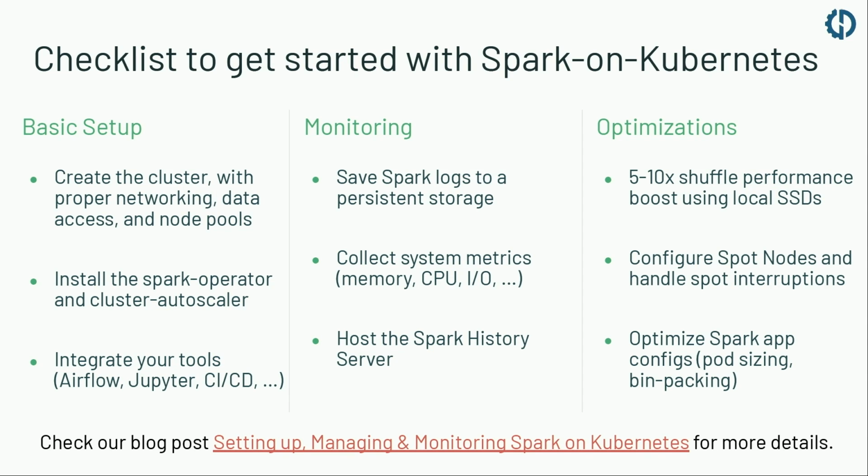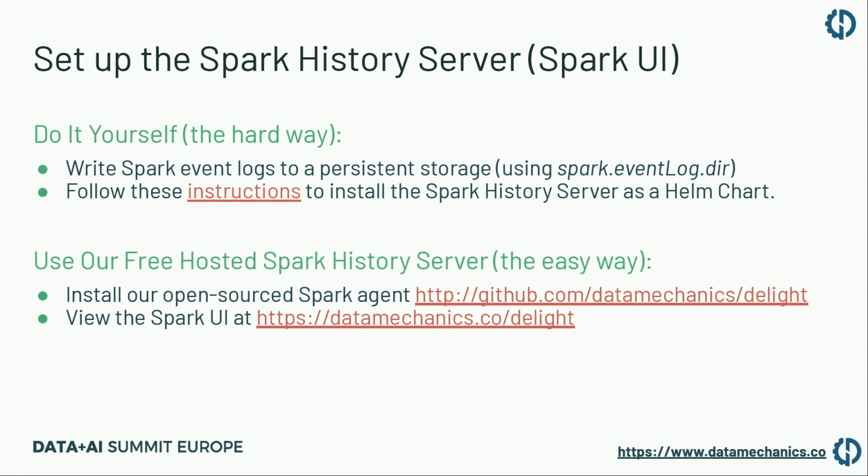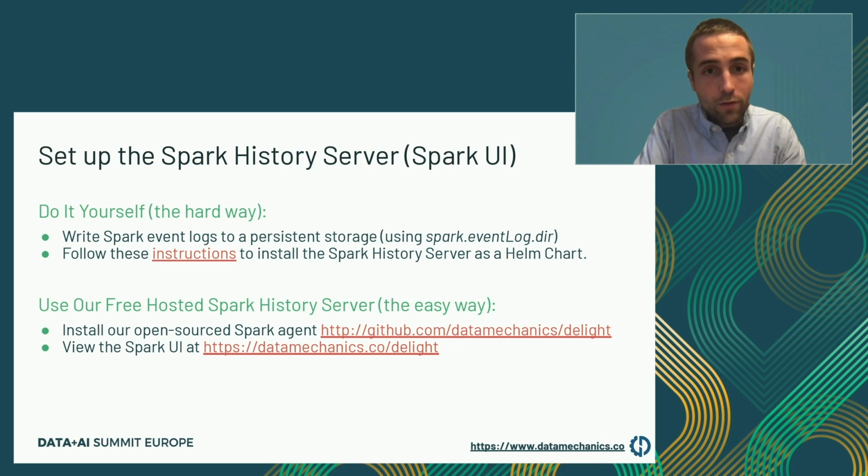And now let's zoom in on the monitoring side. The main tool that people use for monitoring is the Spark UI. You can easily access the Spark UI of a live application running on Kubernetes. You just need to do a port forwarding between your laptop and the Spark driver of your choice. Now, for terminated Spark applications, it's a bit more work. You need to host a Spark history server. So to do it yourself, you should configure Spark to write its event logs to a persistent storage like S3, and then you should install the Spark history server on Kubernetes and configure it to read the logs from this persistent storage.